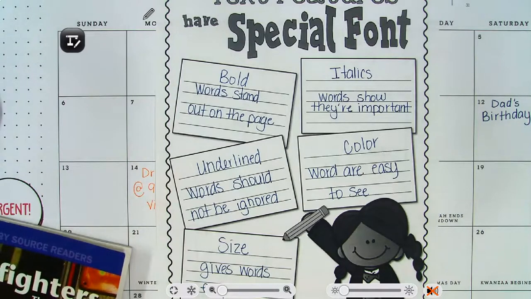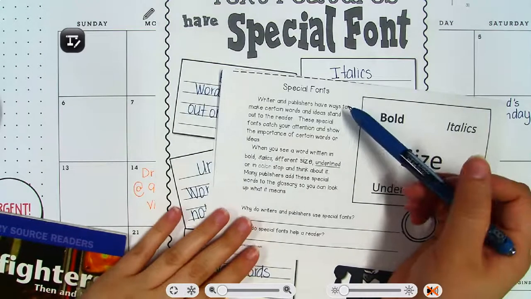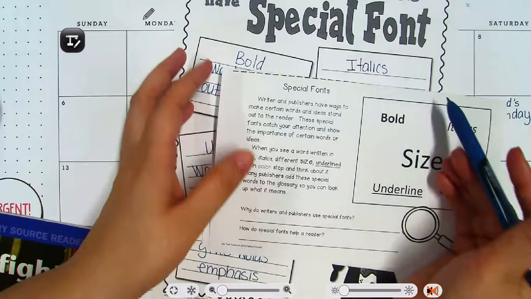Okay. So just like the rest of the week, you will have a paper that says special fonts. Read a little bit more information about it and answer the 2 questions. All right, guys.